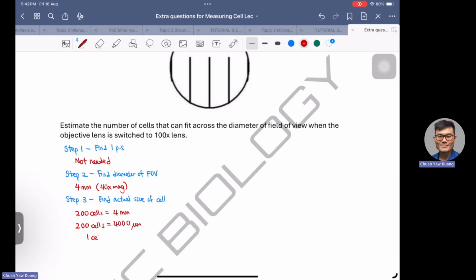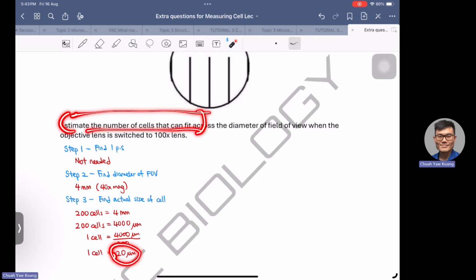And one cell will have the size of 4000 micrometer divided by 200, that is the number of cells. Okay, so that means that the size of one cell is equal to 20 micrometer. So now we know, okay, one cell, the actual size is 20 micrometer. This is actually the first part.